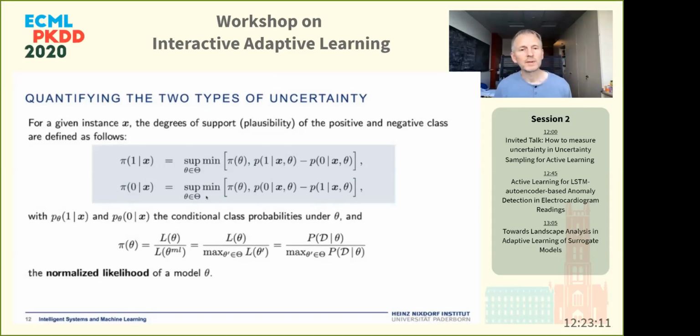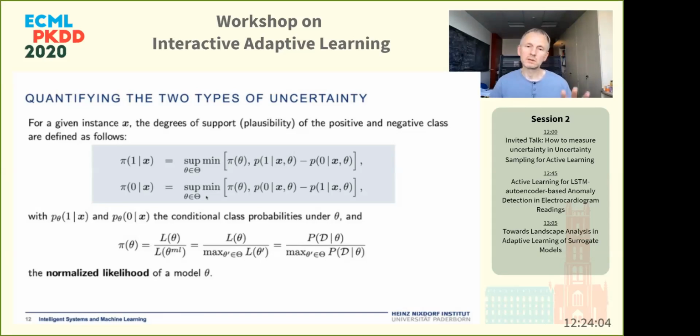So here, again, briefly, because I don't have the time to go into so much detail, these two degrees of plausibility are defined as follows by this sup-min expression, where the min you can logically interpret as mimicking logical conjunction, and the supremum as an existential quantifier. So you can read this expression as follows. The plausibility of the positive class for a query instance X is high if there exists a model, identified by this theta here, such that the model itself has a high plausibility, and under this model, the positive class is plausible in the sense that its probability is significantly higher than the probability of the negative class.